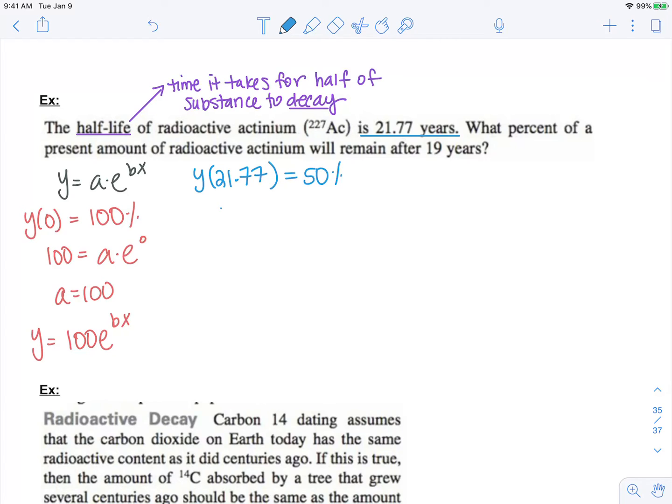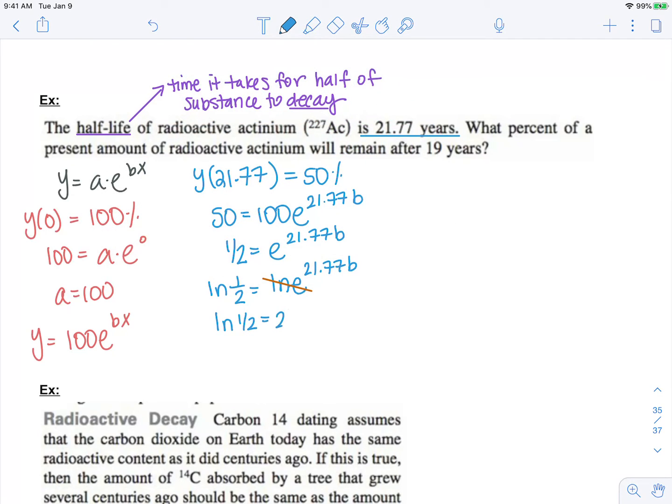So plugging into this formula, 50 equals 100 e to the 21.77b. Now I can use this to solve for b. Dividing by 100, I get 1/2 equals e to the 21.77b. Now I can use inverse properties. ln of 1/2 equals ln e to the 21.77b. Remember, ln and e are inverses, so they're going to cancel out.